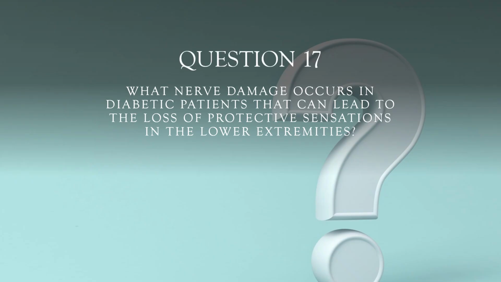What nerve damage occurs in diabetic patients that can lead to the loss of protective sensations in the lower extremities? Well, it's diabetic related neuropathy. It is one of the most common chronic conditions of diabetes. It occurs primarily due to the long term exposure to elevated blood glucose levels, which leads to nerve damage over time.